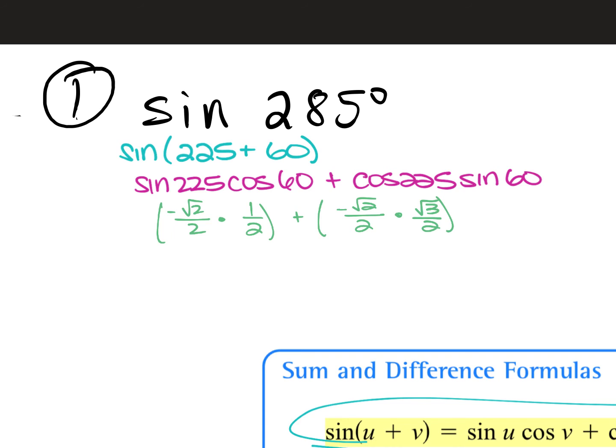So first thing to do here, multiply these out. The negative square root 2 times 1 is the negative square root 2. 2 times 2 is 4. The negative square root 2 times the square root of 3 is negative square root 6. And 2 times 2 is 4. If we bring all of this together, this is going to give us the opposite of the square root of 2 minus the square root of 6 all over 4.